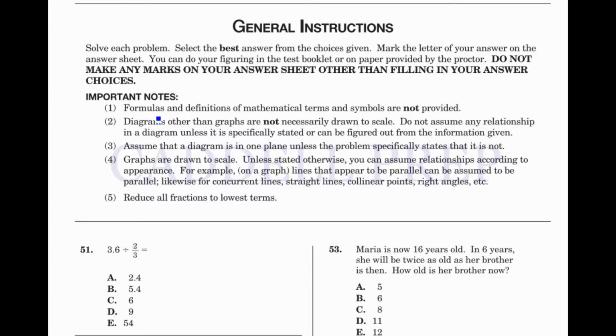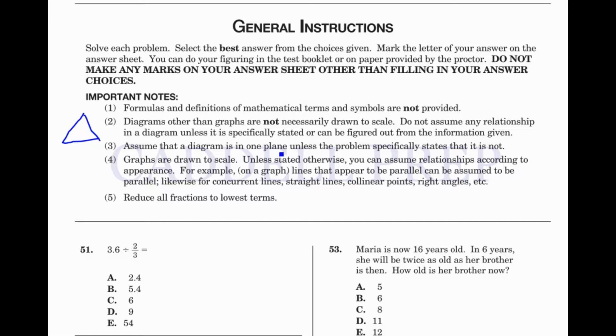Okay, some important notes. Formulas and definitions of mathematical terms and symbols are not provided. Diagrams other than graphs are not necessarily drawn to scale. Do not assume any relationship in a diagram unless it is specifically stated or can be figured out from the information given. So, for example, if you see a triangle like this, it may look like it's 45 degrees, but it doesn't necessarily have to be 45 degrees.